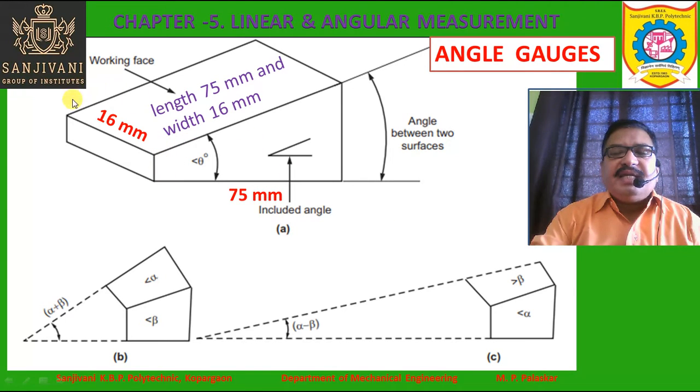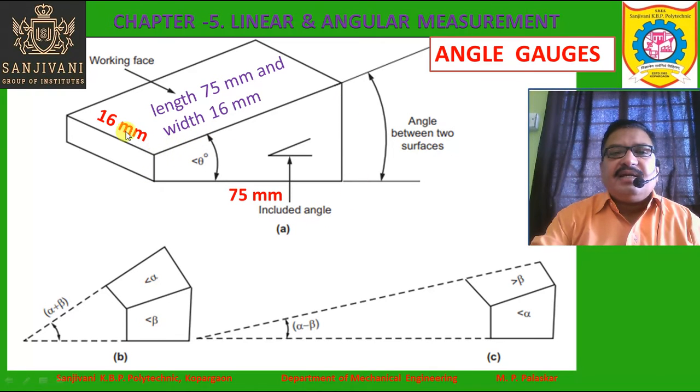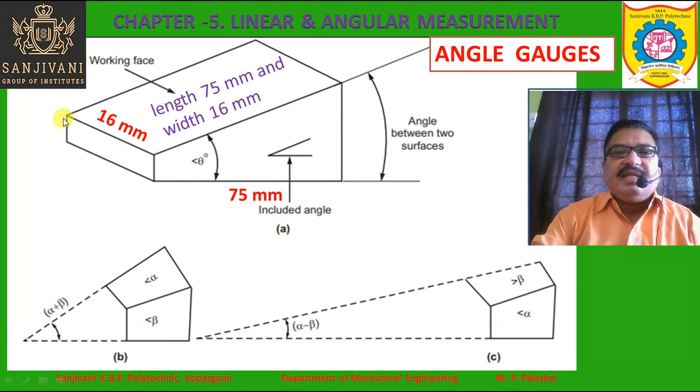This shape indicates the shape of the angle gauges. We can also see the photograph of the angle gauges. It is similar to the photograph of the slip gauges. You can see this is a trapezoidal block, and this length is 75 mm. For every gauge, this length is 75 mm, and this is the width, that is 16 mm. So length is 75 mm, width is 16 mm.